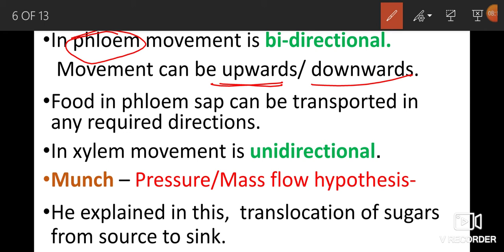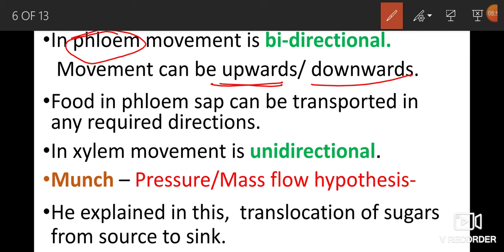So food in phloem sap can be transported in any required direction. Suppose food synthesis occurs in green plant parts, that is nothing but leaves. So leaves are sources. Food is transported from leaves to growing tips or storage organs. The storage organs may be root or fruit. So food materials are translocated from the source, that is the leaf, to the root or to the fruit.